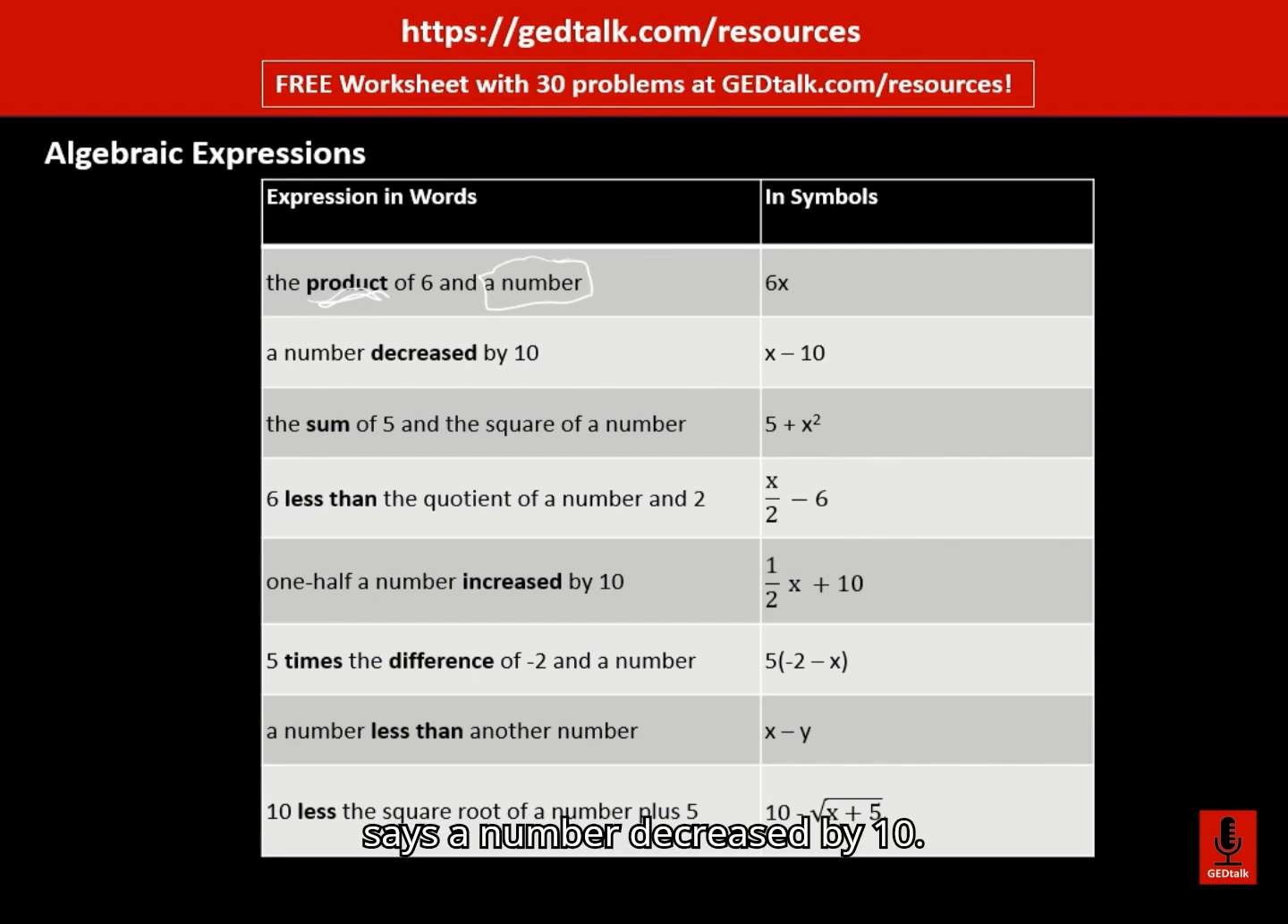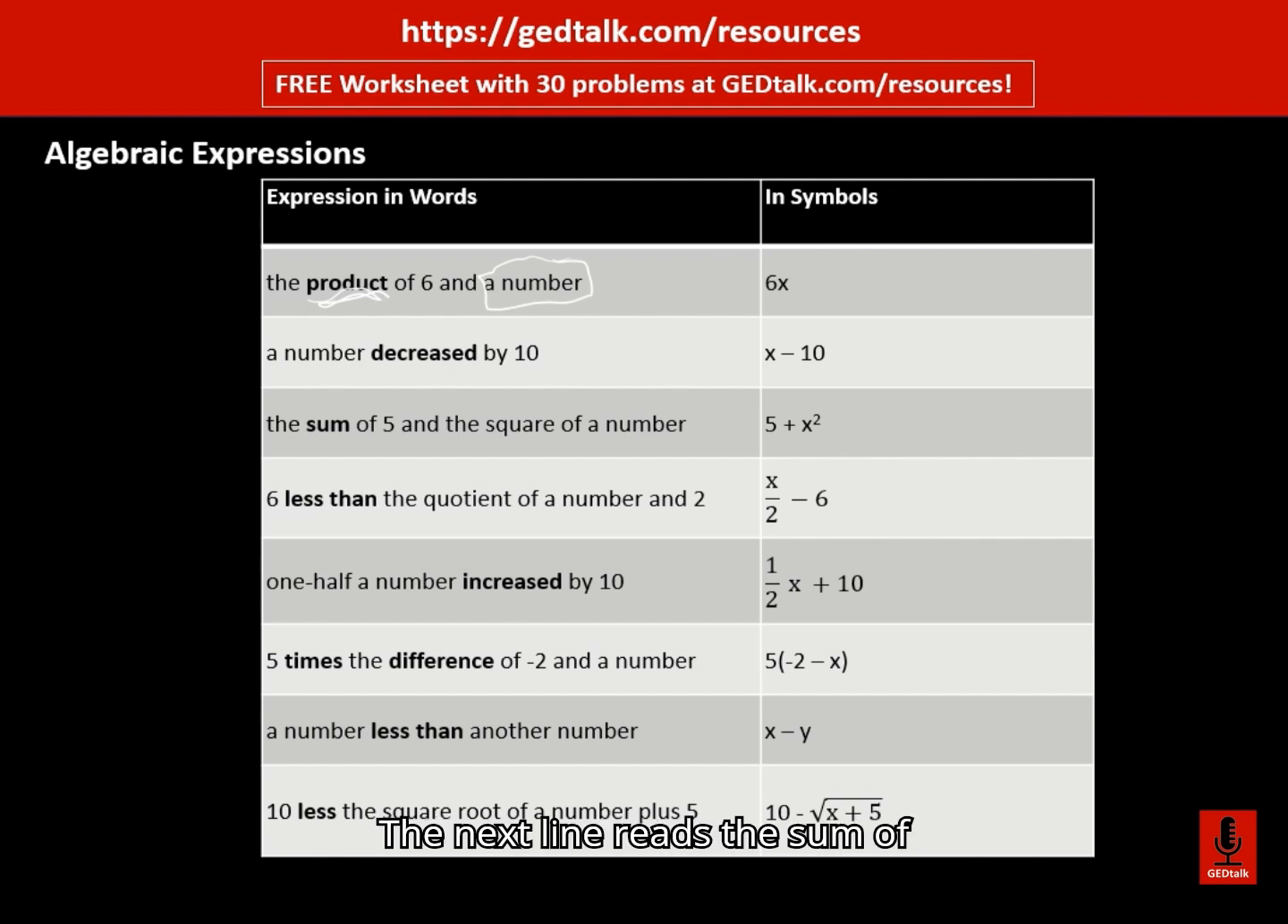The next line says a number decreased by 10. That means you're subtracting. So a number, x, decreased, minus 10. And you also want to pay attention to the order as well, because if it had said 10 decreased by a number, we would have ended up writing 10 minus x. So the order that the words are appearing matters as well.